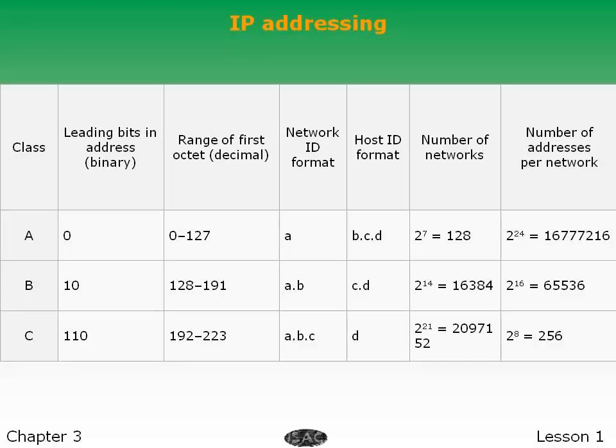The class system of the address space was replaced with classless interdomain routing in 1993. Classless interdomain routing has its own abbreviation, CIDR. It's based on variable length subnet masking, VLSM, variable length subnet masking, to allow allocation and routing based on arbitrary length prefixes.